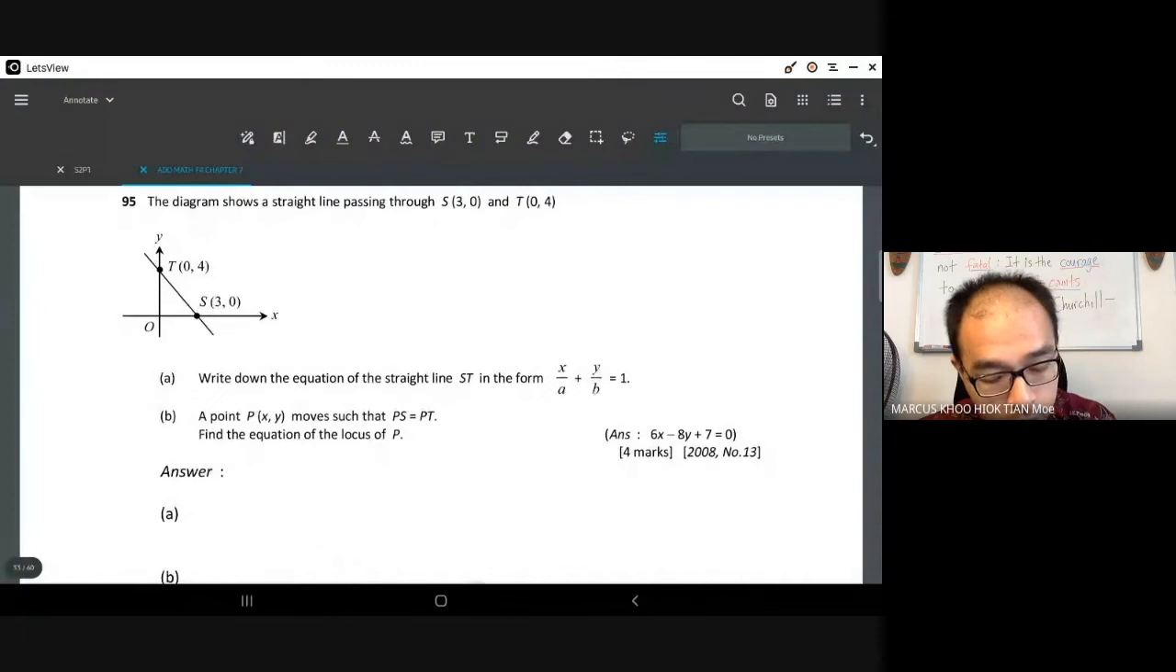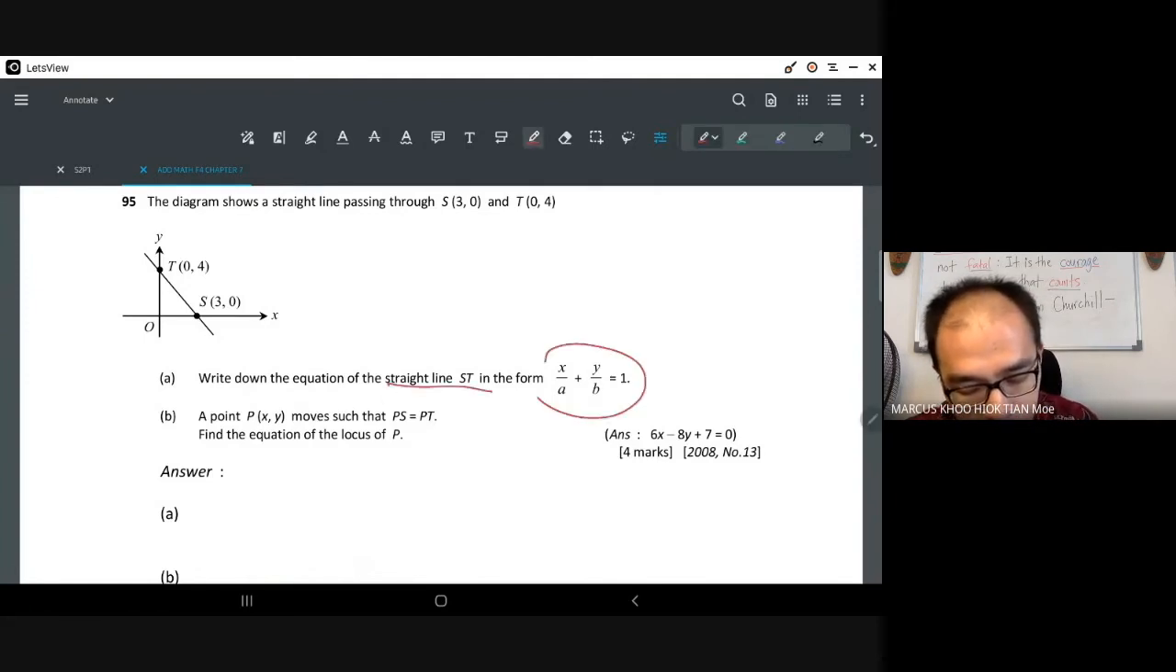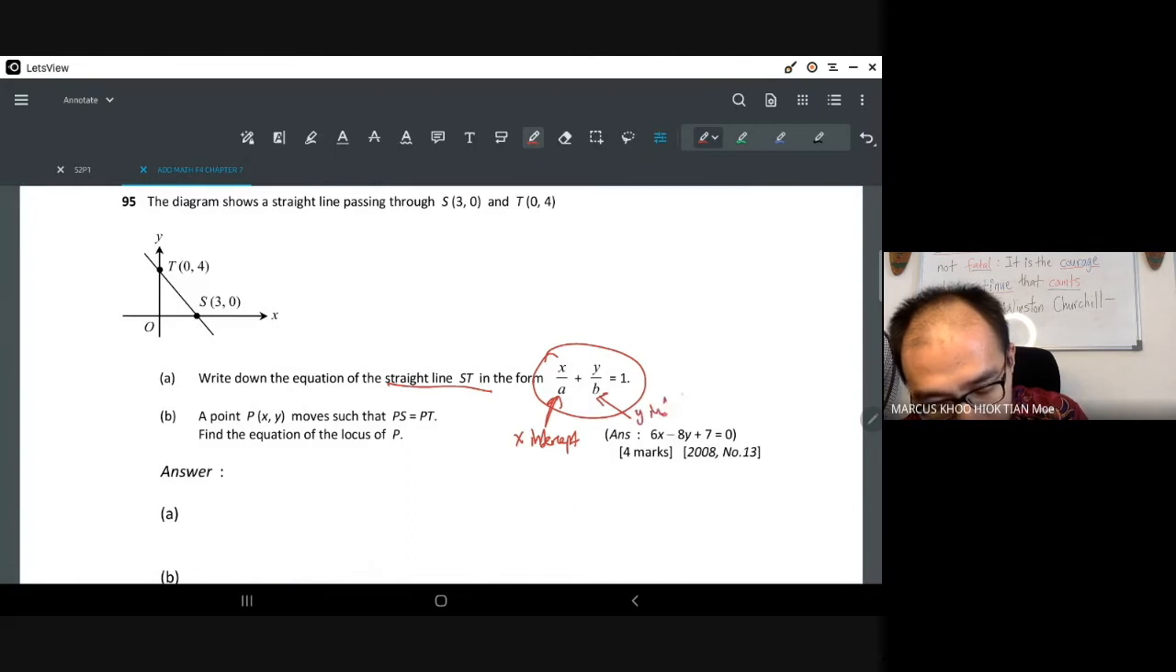Okay, so the diagram shows a straight line passing through S(3,0) and T(0,4). Write down the equation of the straight line ST in the form of this one. Okay, ini adalah equation of straight line tapi dalam bentuk intercept, di mana A adalah x-intercept and B is the y-intercept.